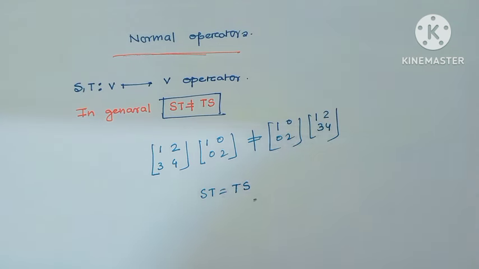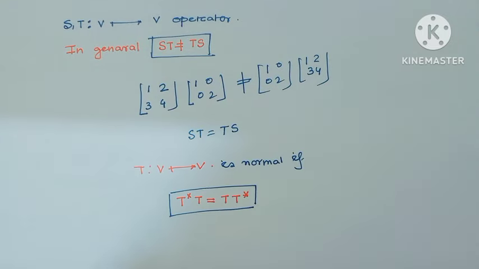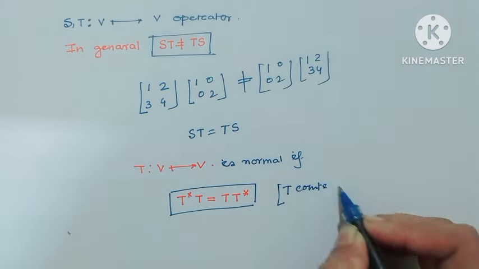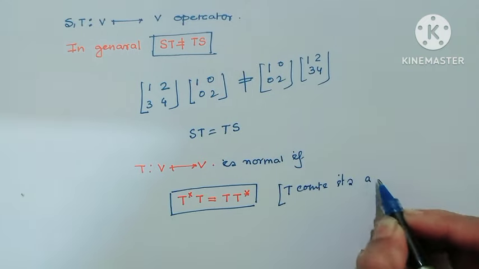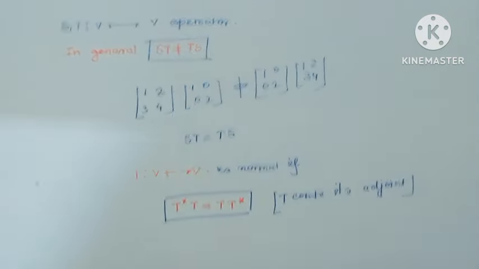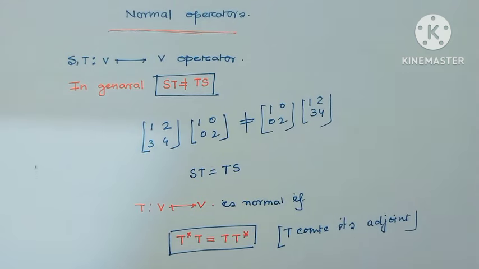A normal operator, a mapping from a vector space to itself, is said to be normal if T star T equals T T star. That means T commutes with its adjoint. Then we can say T is a normal operator. I hope all my viewers have understood what a normal operator is.